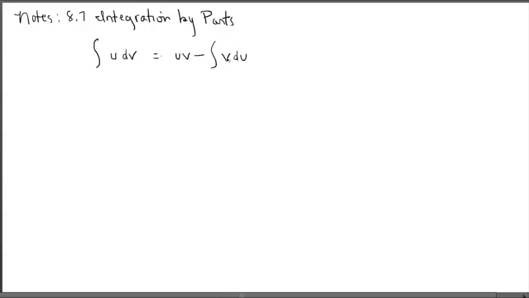In this lesson, we're going to be finding antiderivatives by the method of integration by parts. So how do we know if we're going to have to use the method of parts? Well, an indicator would be that in the integral we're trying to find an antiderivative for, we have a product of two different types of functions.